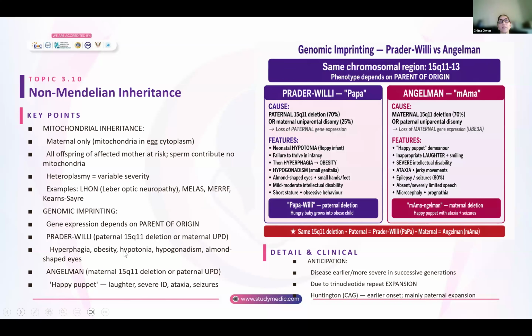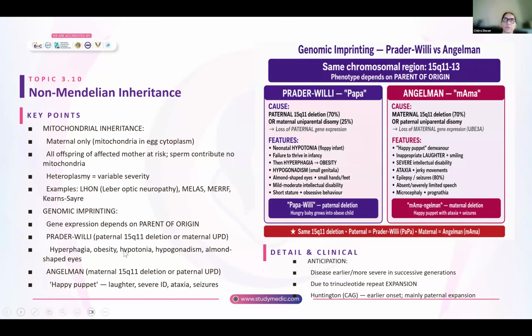Then there is heteroplasmy, or variable severity. That means not all the offspring will show the same affection pattern. There could be variability. Examples we already saw: Leber's, MELAS, MERRF. Now, genomic imprinting. The classic examples of this are Prader-Willi and Angelman.